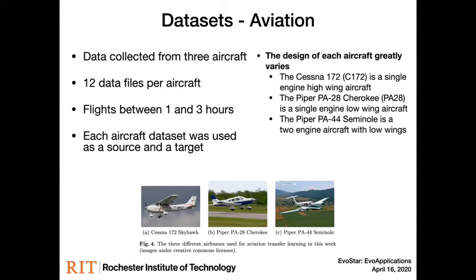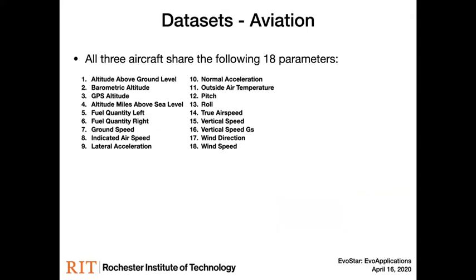And yeah, the PA-28 and C-172 are both single engine aircraft, but they have different wing designs, which makes for some notable differences. And they also have a different set of sensors. All 3 of the aircraft have these 18 parameters, which generally are about the location and the environment of the aircraft.